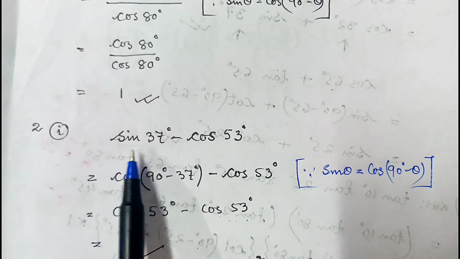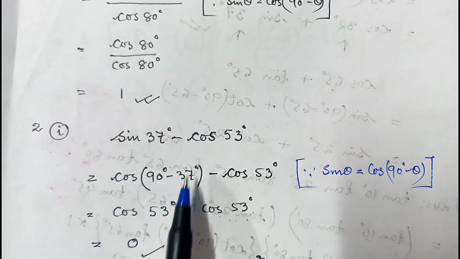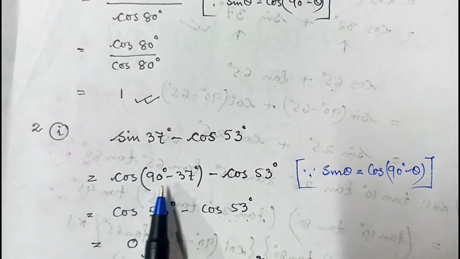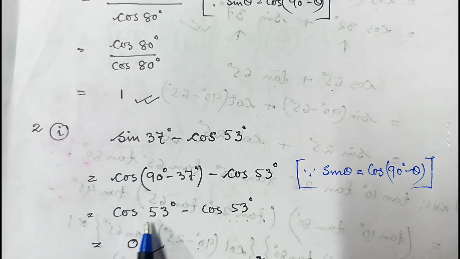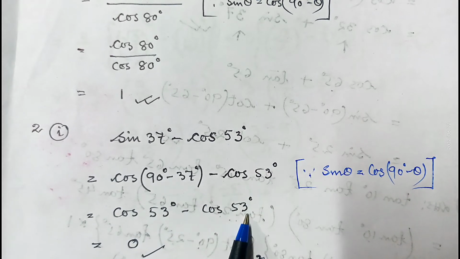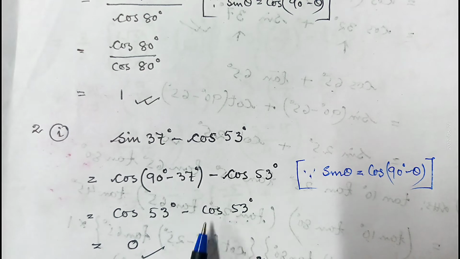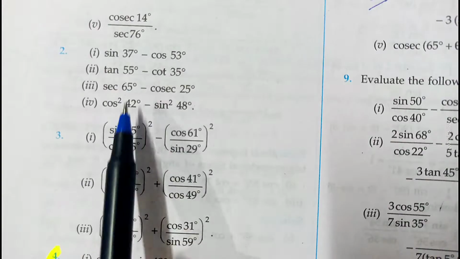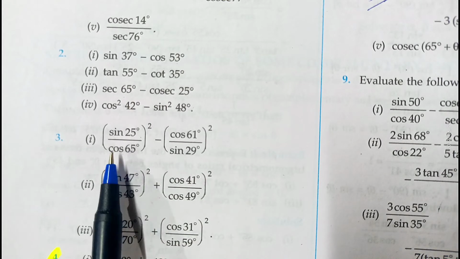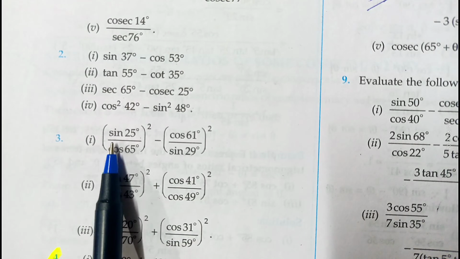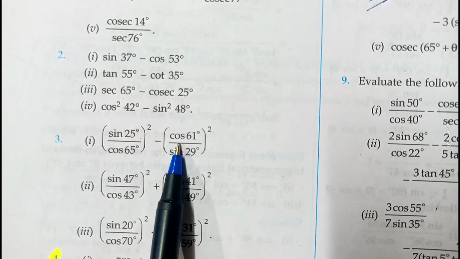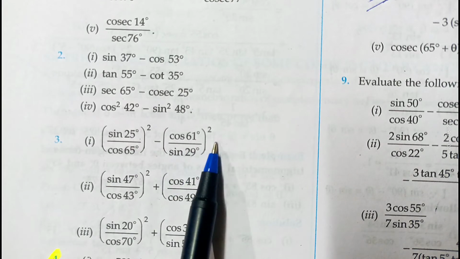Instead of sine theta, I can write cos of 90 minus theta, minus cos of 53. Cos of 90 minus 37 is 53. So cos of 53 minus cos of 53, which will be 0. So the required answer is 0. Here in the bracket you write sin theta equal to cos of 90 minus theta, as we have used this relation. As these three are of the same type, I am showing the first part from question number 3. Here the question is to evaluate sin 25 by cos of 65 whole square minus cos 61 by sin of 29 whole square.